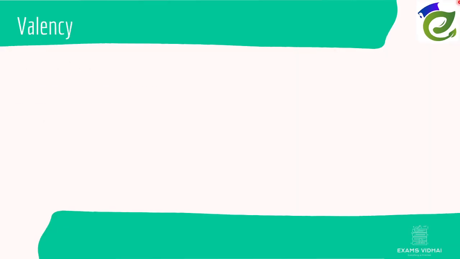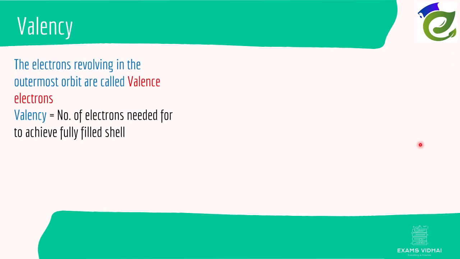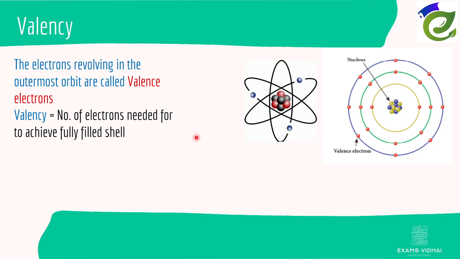What is valency, you may ask? The electron revolving in the outermost orbit is called valency. So when you have this atomic structure, this is more accurate, but when you flatten it out into a planar surface, you can see orbits that are going around the nucleus, and this outermost ring that you see, if you count the number of electrons here, those are the valence electrons, and the valency is the number of electrons needed to achieve a fully filled shell. So for this shell we have valence electrons of 1 2 3 4 5 6 7 and 8 valence electrons.